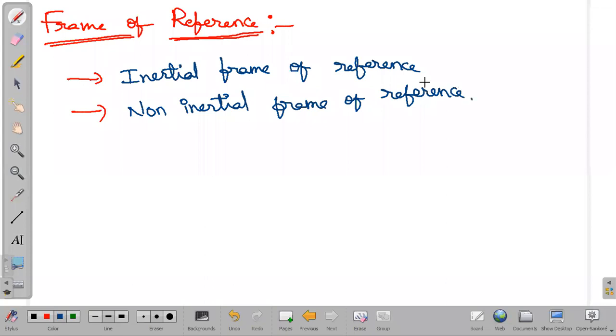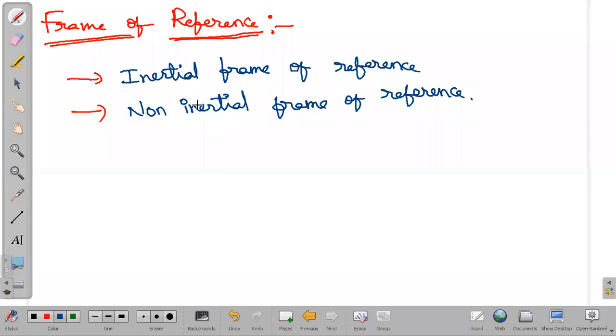Whatever observation we are making, if we are at rest or if we are in uniform motion, then such a frame can be taken as the inertial frame of reference. If we are in accelerated motion, then such a frame can be taken as a non-inertial frame of reference. So if we are in uniform motion or at rest while making the observation, that can be taken as an inertial frame of reference.